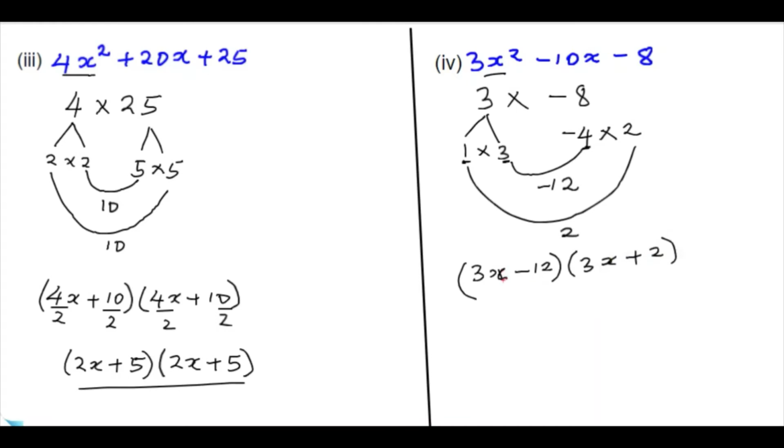So for the first factor, 3 is common. I can divide through by 3. This will give me x minus 4. The second factor cannot be simplified because we do not have a GCD. And that marks the end of factorization simplified.